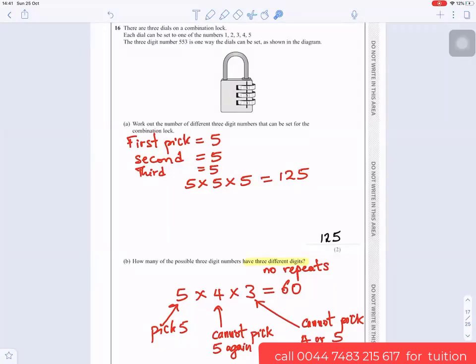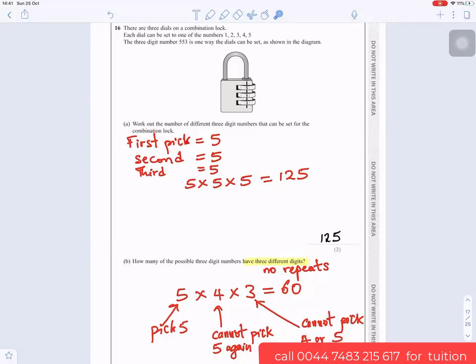Question number 16. There are 3 dials on a combination lock. Each dial can be set to one of the numbers 1, 2, 3, 4, or 5. The 3-digit number 553 is one way the dials can be set, as shown in the diagram. Work out the number of different 3-digit numbers that can be set for the combination lock.